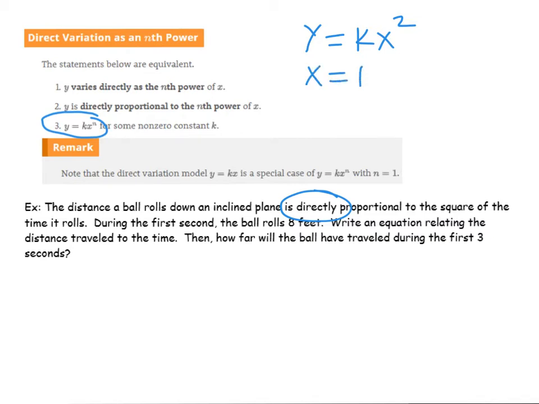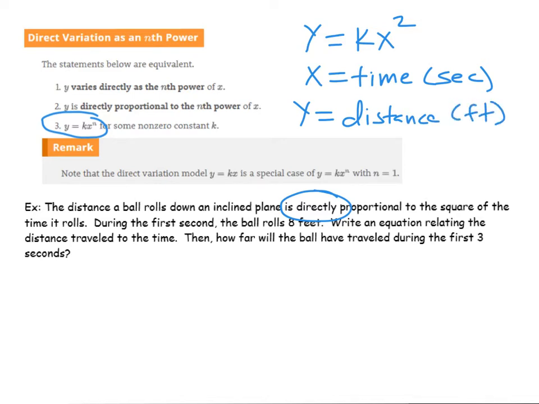X is time. That is going to be measured in seconds. Y is distance. And I believe we're going to measure that in feet. Let me double check. Yes, y is being measured in feet.